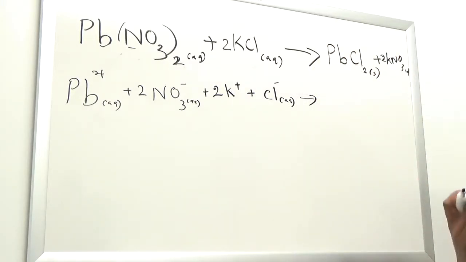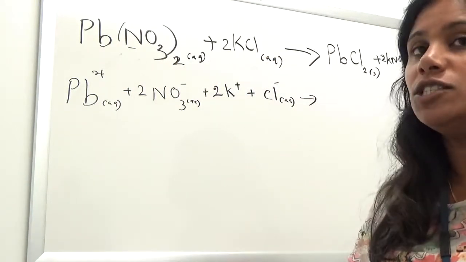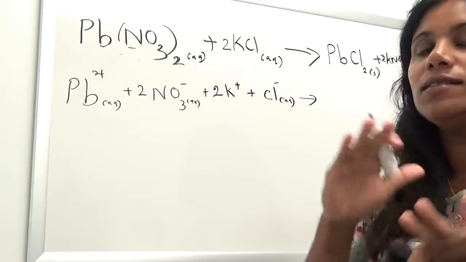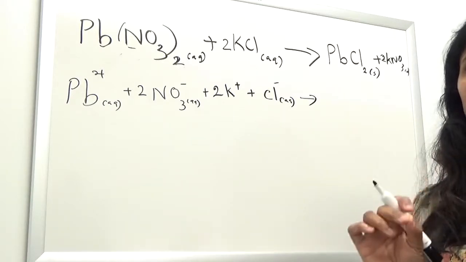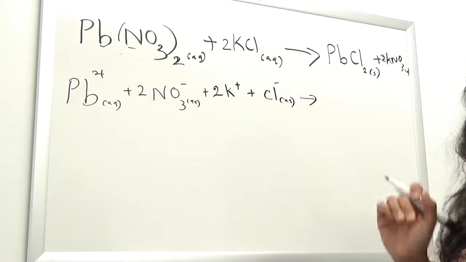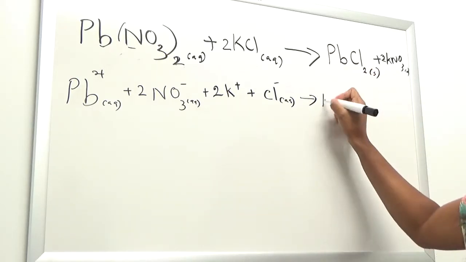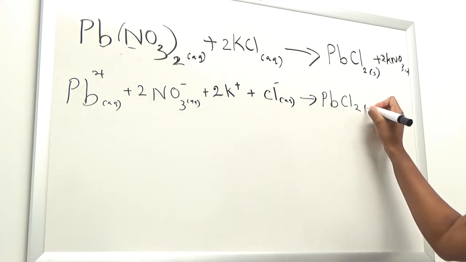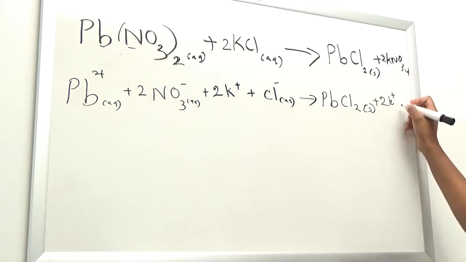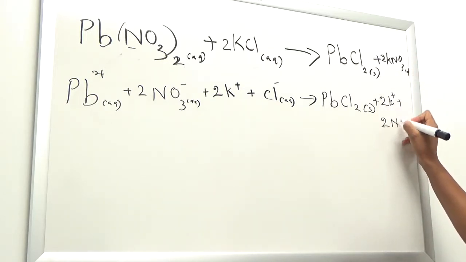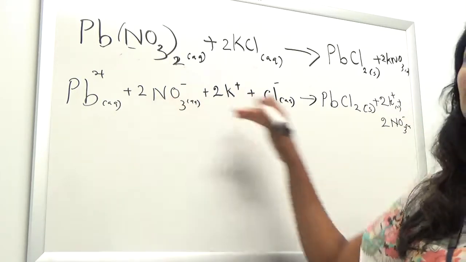Can a solid separate? Here you mix two clear solutions and you form a solid. That means the solid is not separated into its ions. This is the important step. When you write the complete ionic equation, you can separate the aqueous ions, but you need to leave the solid as it is. So you write PbCl2 solid plus 2K+, which you can separate because it's aqueous, plus 2NO3- aqueous. So this is the complete ionic equation.